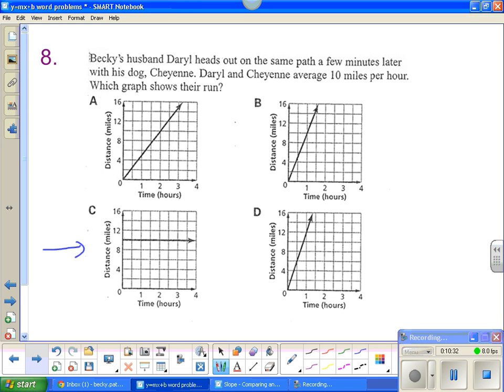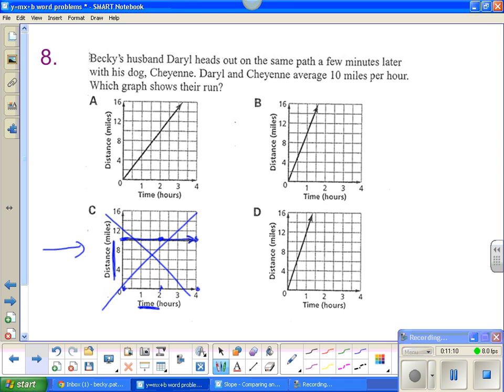C has a horizontal line at 10. But you have to focus on what this represents. This is distance, and this is time. So when he started, he was 10 miles away from home. At hour 2, he was still 10 miles away from home. At hour 4, he was still 10 miles away from home. So what C is saying is that he's 10 miles away from home and he's just hanging out there. He's not moving. He's not getting closer or farther away from home. Well, Daryl and Cheyenne are averaging 10 miles an hour. They are moving, so it can't be C.